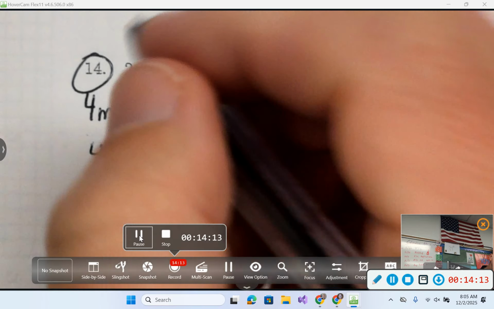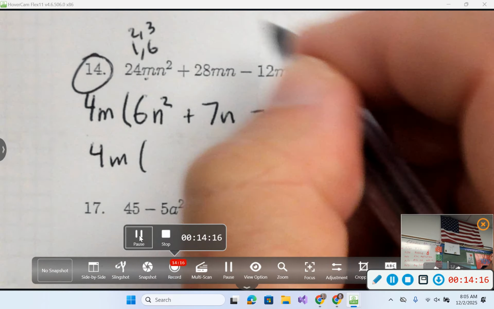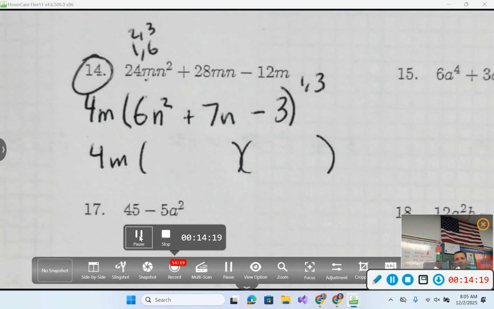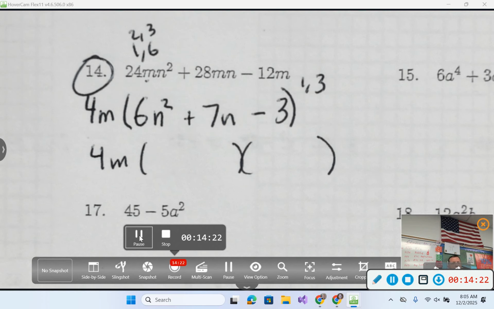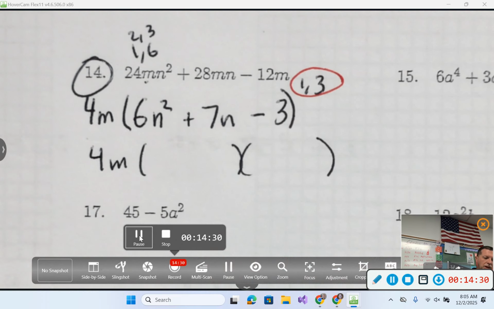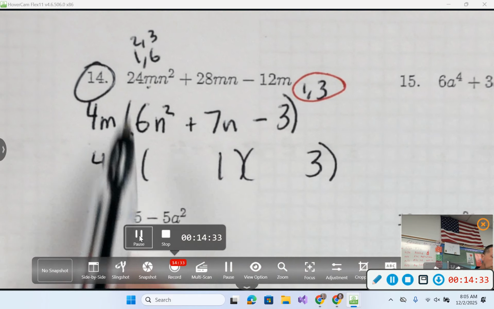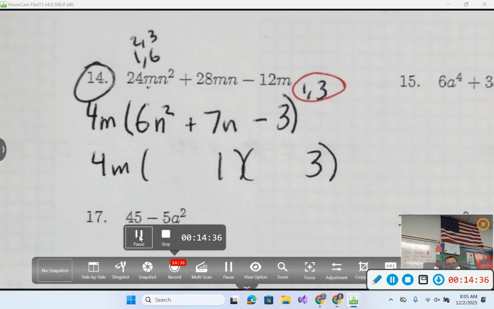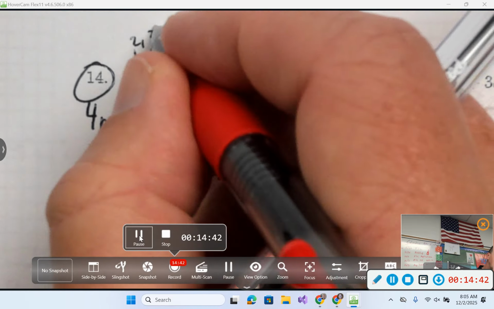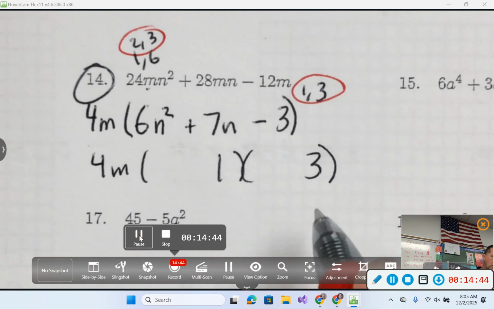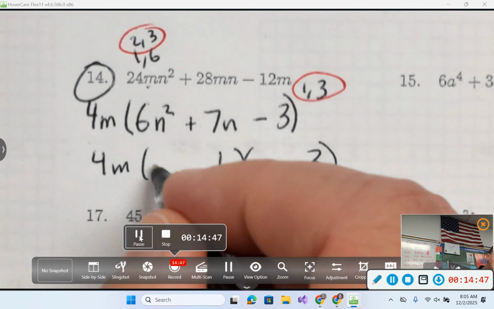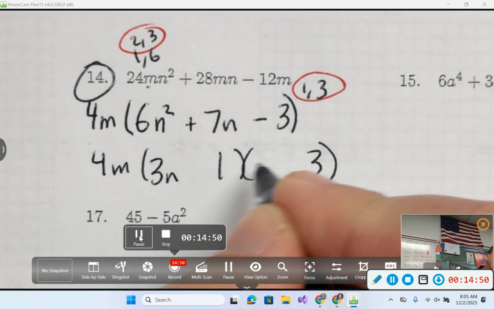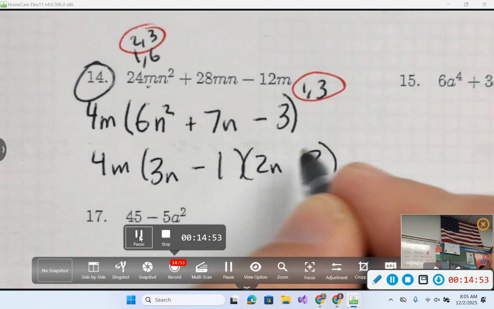Although I've got to figure out some combination of factors of 6 and factors of 3 to get to 7. And they have different signs. So I've got to use 1 and 3. That's my only option here. So which set of 6 factors would I use to get to 7? 2 and 3. And who needs to be across from the 3? The 3, because that would get me to 9n minus 2n is 7n.